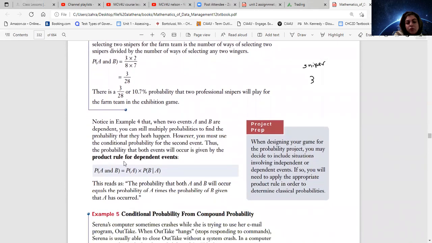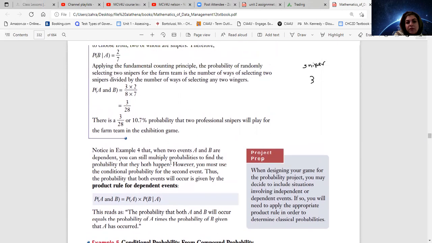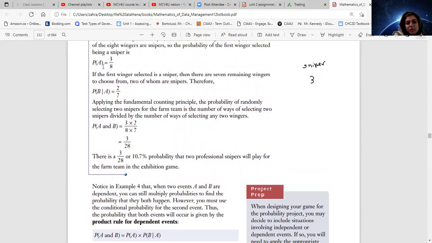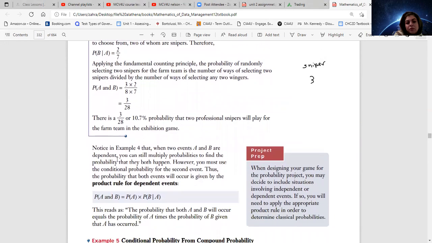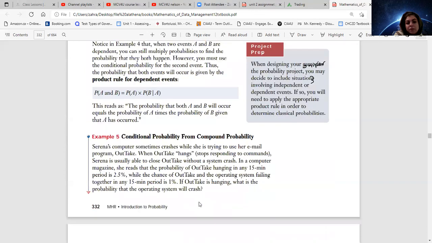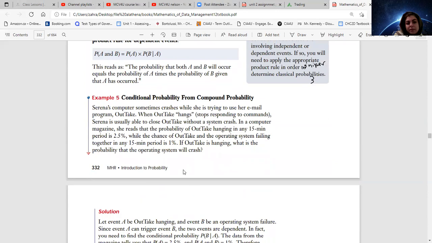Now, the product rule for dependent events. If two events are dependent, you choose the first one, and the second one depends on the first one, because one of them is gone, so the number available for selection and the total are decreased. So this is the rule: P of A and B is equal to P of A multiplied by the probability of B when A has already occurred.